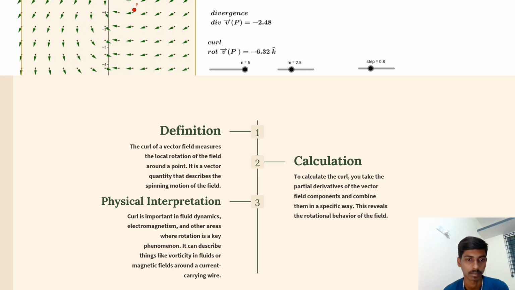Physical interpretation. Curl is important in fluid dynamics, electromagnetism, and other areas where rotation is a key phenomenon. It can describe things like vorticity in fluids or magnetic fields around a current carrying wire. It's all about the curl of a vector field.